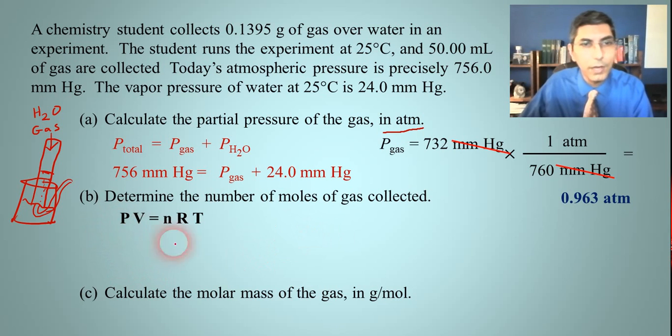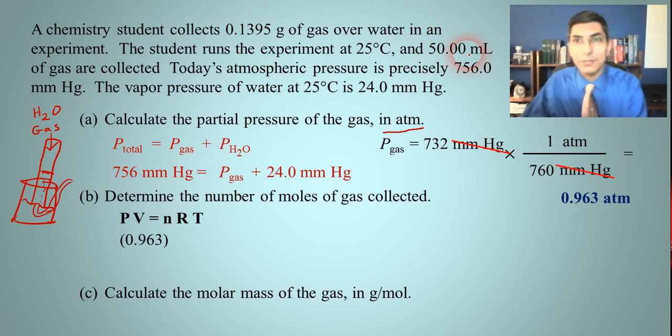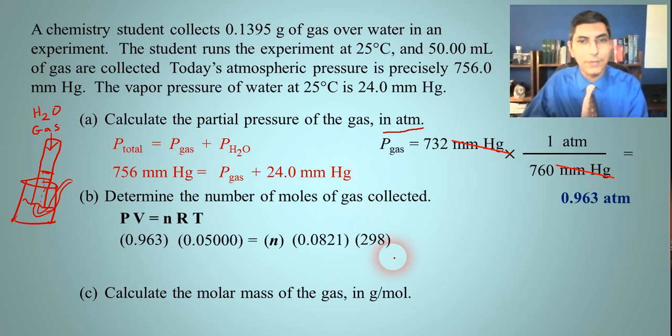So the pressure is what we just calculated, 0.963 atmospheres. The volume of the gas, well, it says 50 milliliters of gas are collected, so we have to change that to liters, 0.05 liters. And n, we're trying to solve for moles, so we're going to leave that as our unknown. We know what R is. R is the gas constant, 0.0821. And the temperature, well, this experiment was carried out at 25 degrees Celsius, so that's 298 kelvins. And then when we solve for n, we find it's 0.001968 moles.